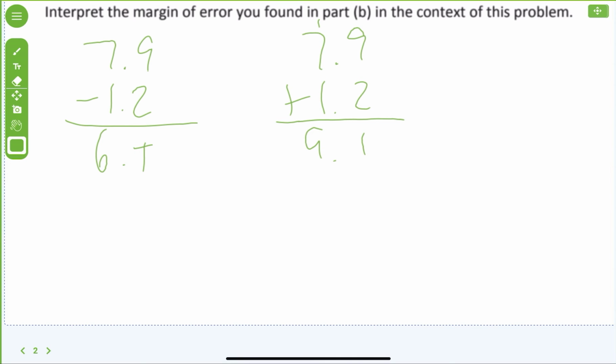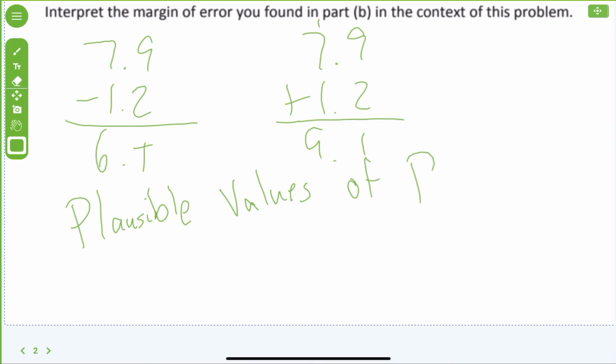And this would be 9.1. So our plausible values of the population mean, it's going to range between 6.7 and 9.1. So those would be a good estimate of finding the entire population's mean. It would be somewhere in between 6.7 and 9.1.